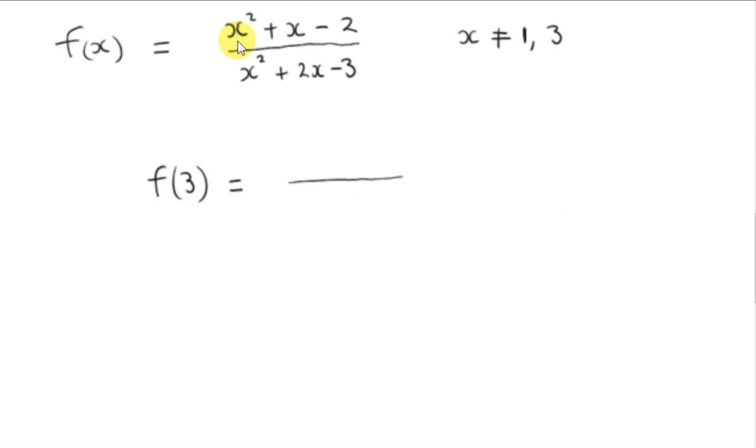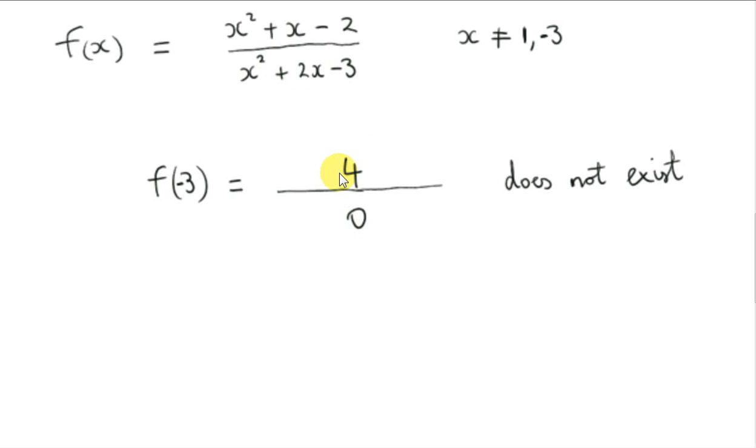Well, plugging 3 in here we get 9 plus 3 is 12 minus 2 is 10. But in the denominator we get 9 plus 6. Actually this should be minus 3. If we get f of minus 3, we get plus 9 minus 3 is plus 6 minus 2 is 4. But in the denominator we get plus 9 minus 6 minus 3, that's 0. So we get 4 divided by 0 now. This thing does not exist.